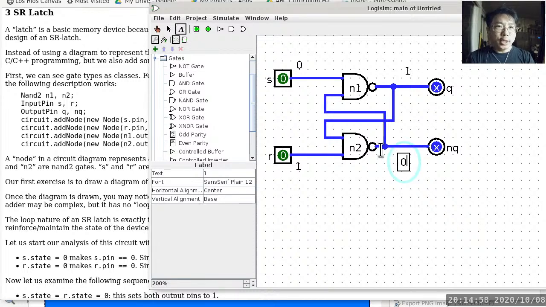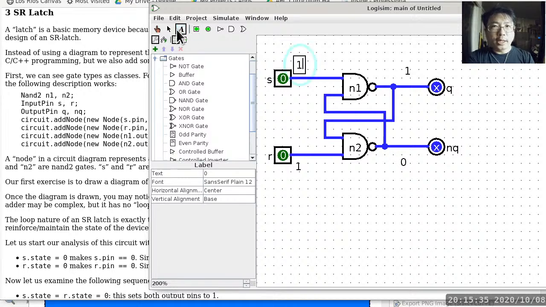Now we look at this change: the output of N2 has changed. Is that going to cause any further changes? We follow this output, and it goes back into this N1. But since N1 still has one of its inputs being a 0, it will continue to output a 1. So N1 is not changing its output despite one of its inputs getting changed. This is the picture when I switch R from a 0 to a 1. And now I ask, what if I change S from a 0 to a 1?